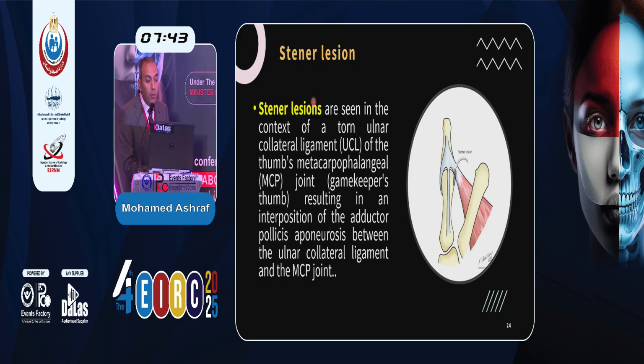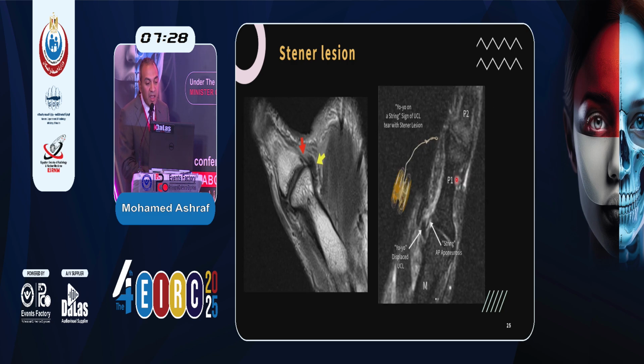Stener lesion, which is a subtype of the gamekeeper fracture, but it differs in that there is the adductor pollicis aponeurosis interpositioned between the joint and the ulnar collateral ligament. It has a very special characteristic appearance in the MRI, which is called yo-yo on a string sign. This is the displaced ulnar collateral ligament, and this is the aponeurosis of the adductor pollicis.